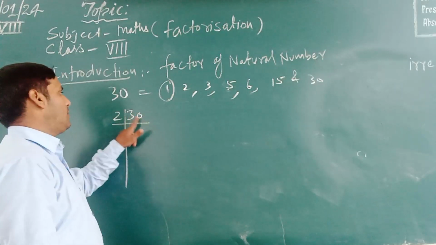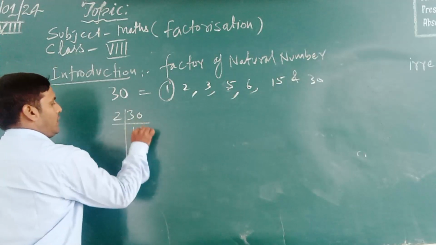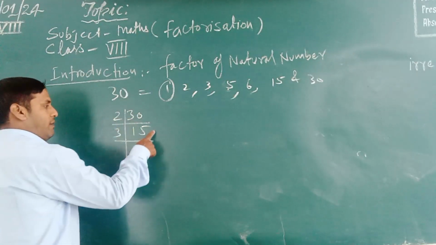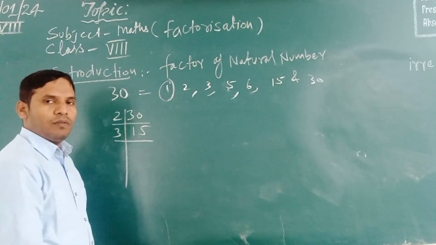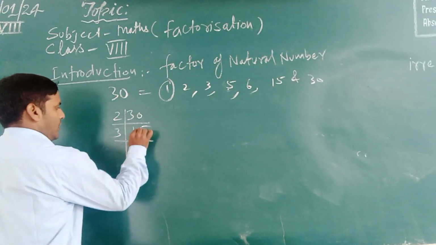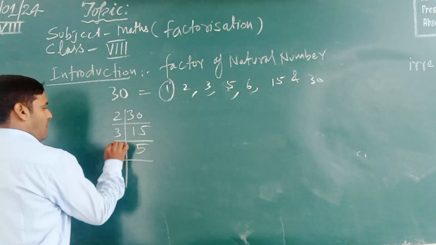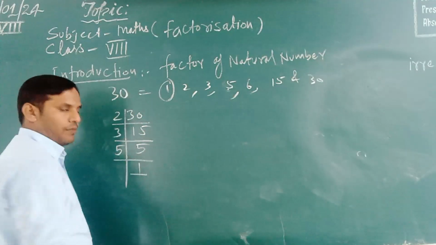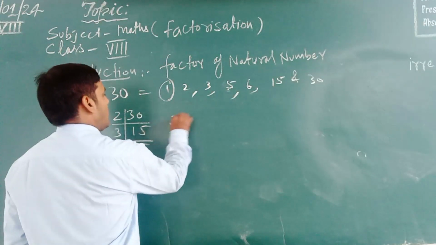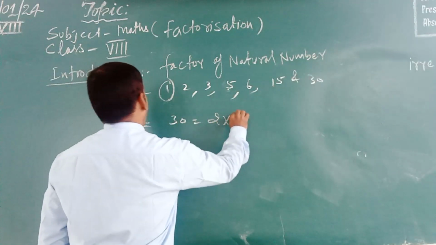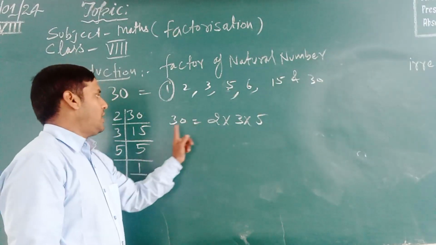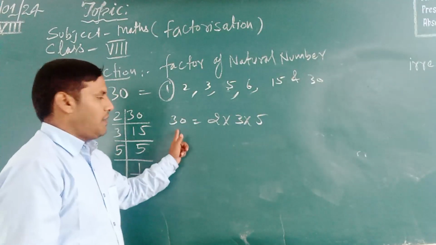Here 0 is there, so 30 is divided by 2. When we divide 30, we get 15. Now it cannot be divided by 2, so after 2 we take 3. 3 fives are 15, and 5 is a prime number. We divide until we get 1. So we can say 30 is 2 into 3 into 5. When we multiply these numbers, we get our result.